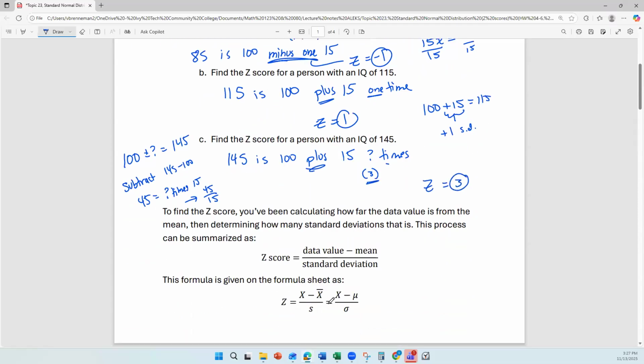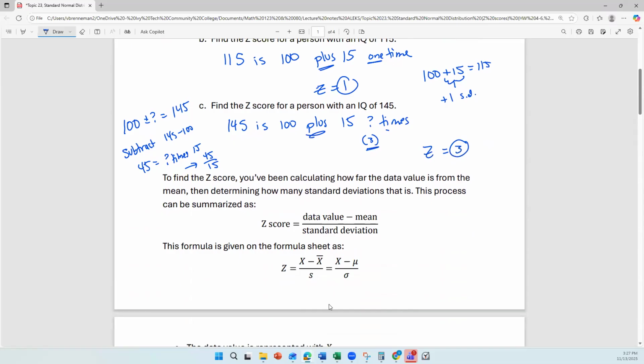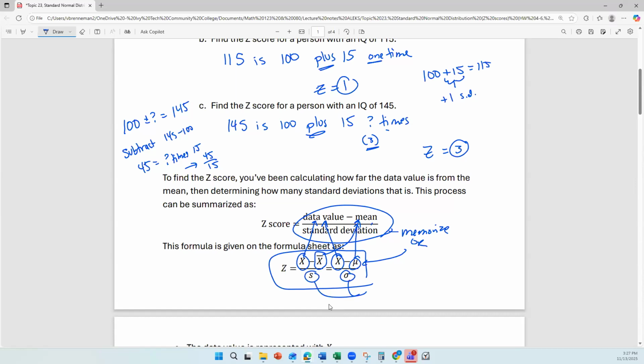But this then gives the z-score formula: the data value minus the mean, divided by the standard deviation. So either memorize this, or this will be on the formula sheet, but you still have to know what it means. The x in both cases means the data value. The x bar or the mu symbol would be the mean. The s or the sigma symbol is the standard deviation. So you need to know what each of the symbols mean if you're going by what's on the formula sheet.